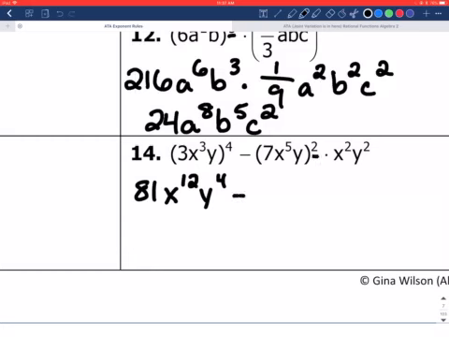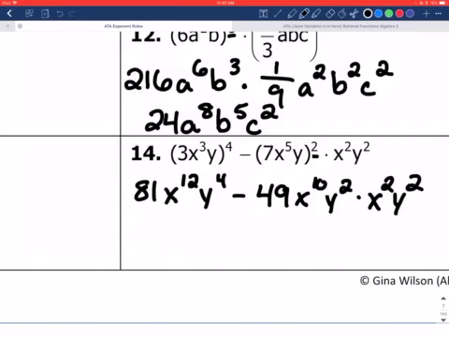All right, we do have a power here, so we can't just multiply yet. We need to do 7 to the second, which will be 49. X to the 10th, y squared, times x squared, y squared. Now, this is subtraction right here, and this is multiplication. So we're going to do the multiplication first, and then we will subtract.